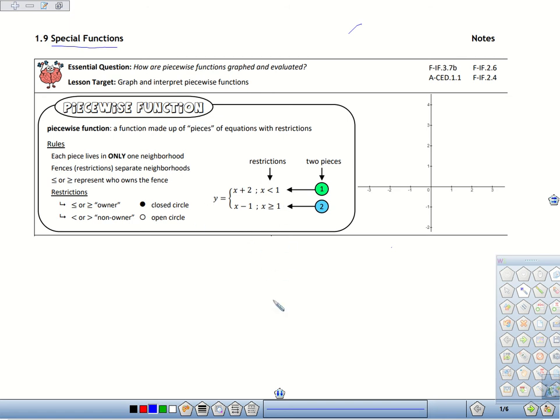Okay, so it's like restricted to a certain domain. Okay, a certain set of x values. And when we talk about restriction, when we have an equal sign underneath, we use a closed circle. And when we have no equal sign underneath, we talk about an open circle. Okay? So let's go ahead and try one of these. So right here it says y equals x plus 2. And that would be restricted to x is less than 1.